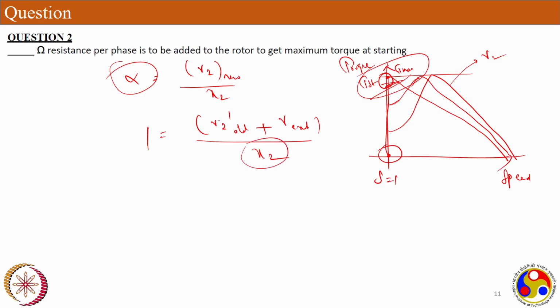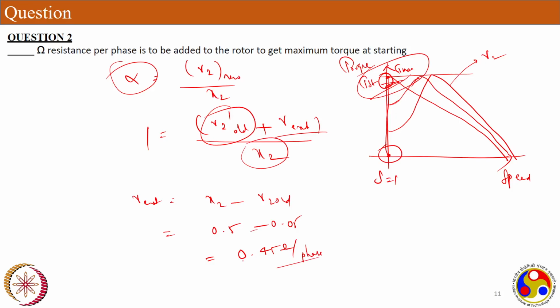Now with X2 and R2, you can find the R external. So R external is equal to X2 minus R2 old. That is 0.5 minus 0.05. That's correct, Dinesh. 0.45 ohms per phase. If you add this much resistance to your rotor resistance, you can get maximum torque at the starting itself. Now let's go to the next problem.